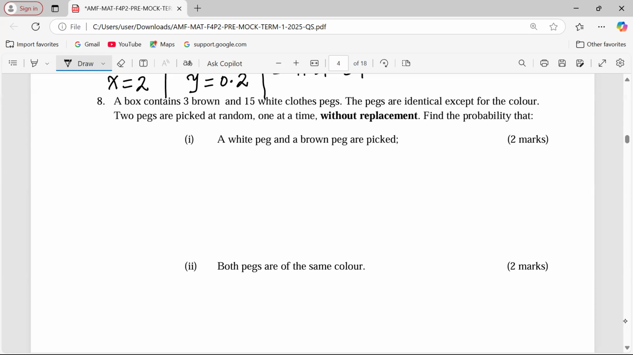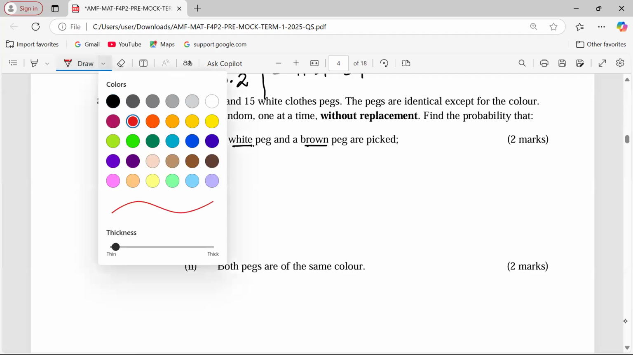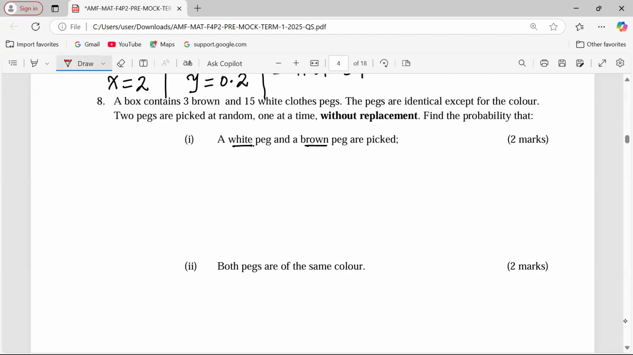picked. Remember that we are picking without replacement. Again, we just need a white peg and a brown peg to be picked, and the order has not been specified. Therefore, we need the probability of picking a white and a brown peg. This can also be the probability of brown, then white. So any can come before the other.